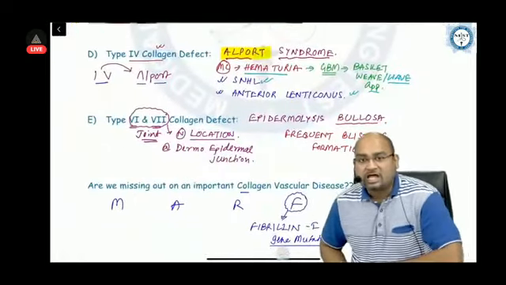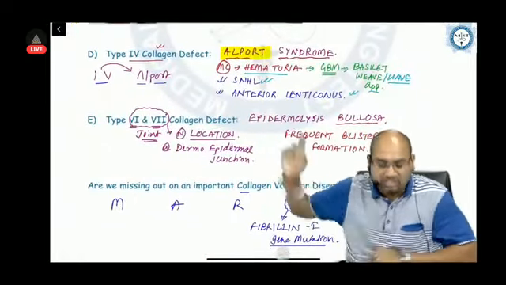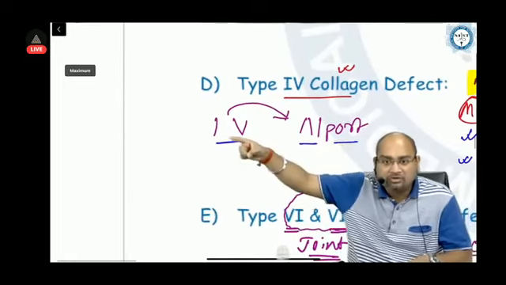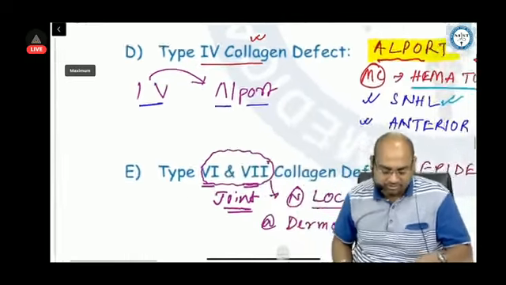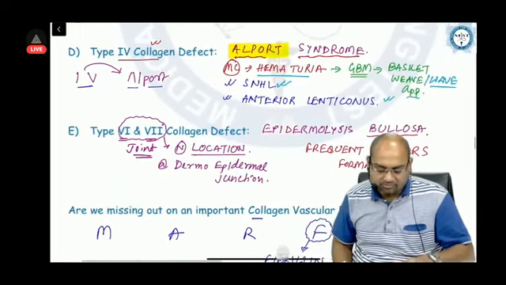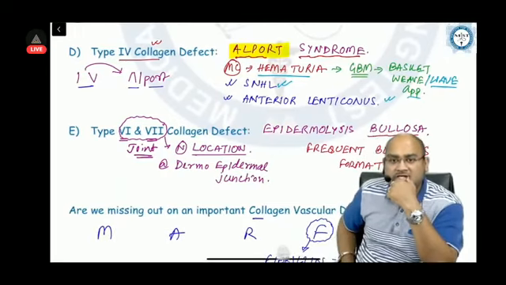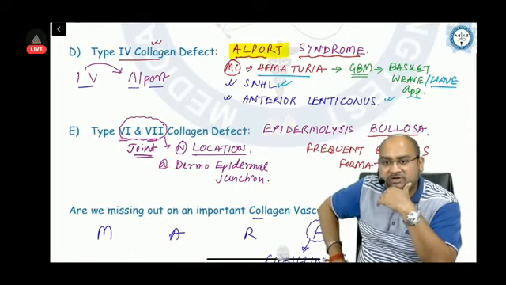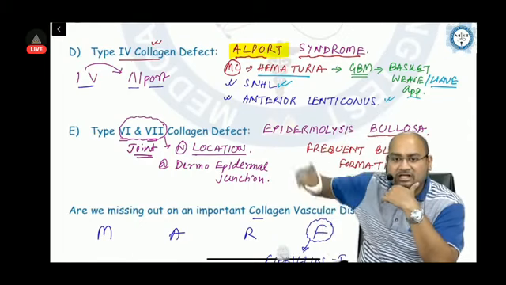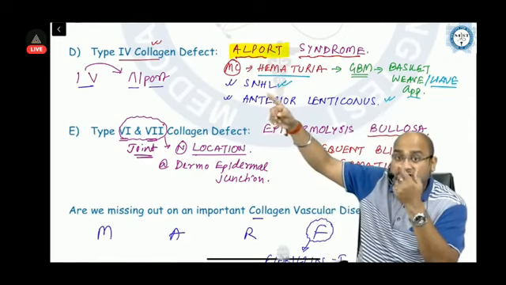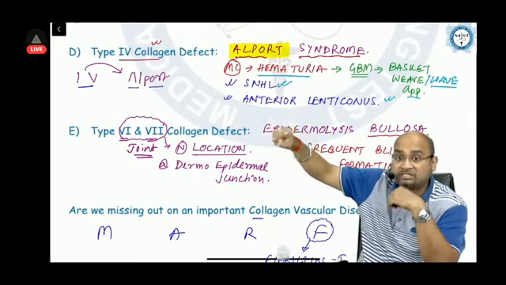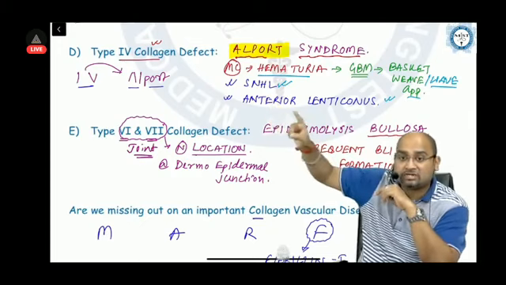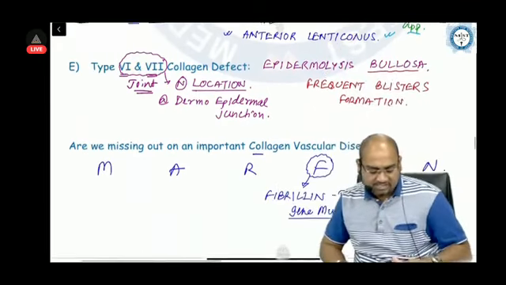Type 4: Alport syndrome. Turn the 4 upside down. Alport syndrome. Please remember, the most common finding we have is hematuria. The glomerular basement membrane will have a basket weave appearance, beta. SNHL is seen. Aphasia is also seen: he cannot hear, cannot speak. Please remember, anterior lenticonus can also be seen.